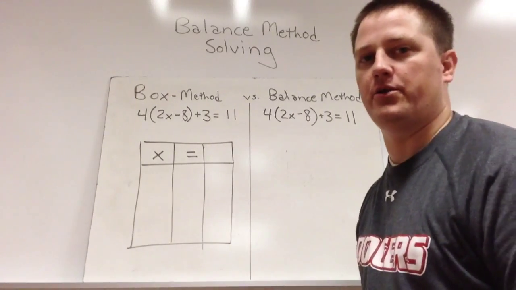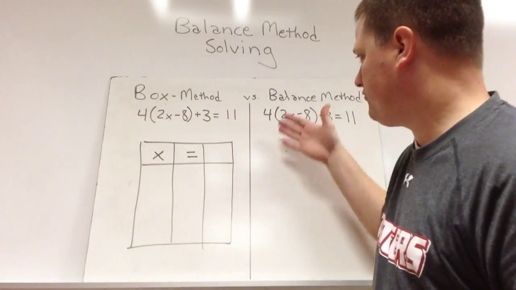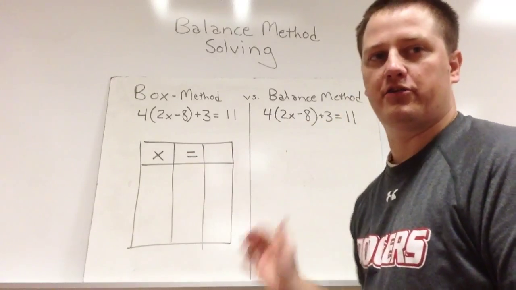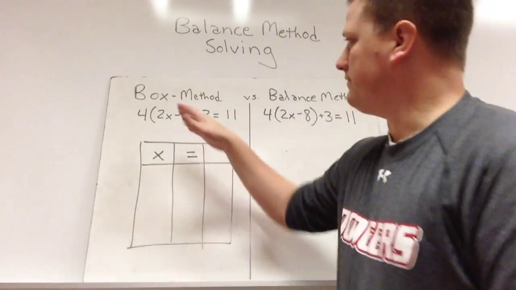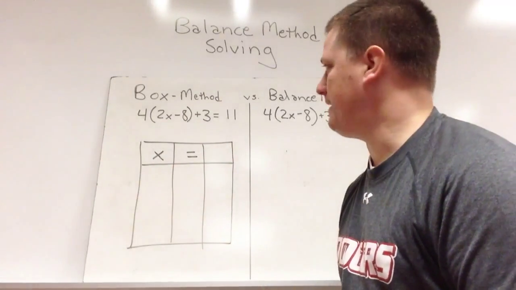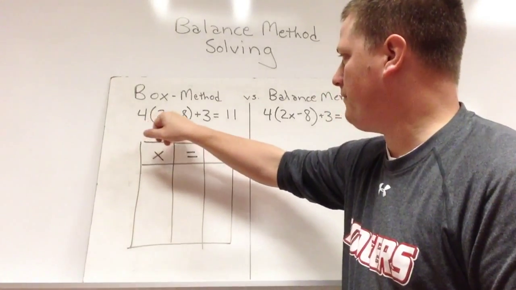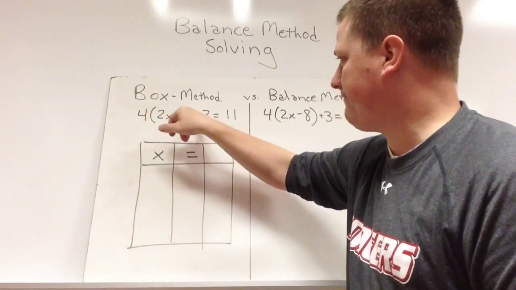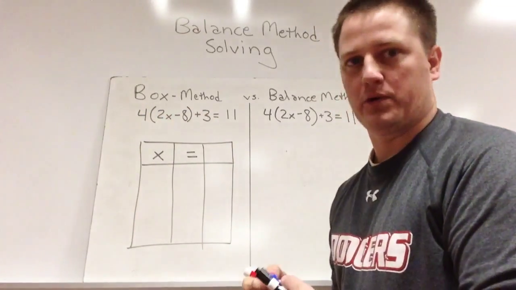The first thing I want to do is show the box method, show the balance method, and compare the two. So first with the box method, we have to look at how many steps there are. Well, we've got to multiply, we've got to subtract, we've got to multiply, then we've got to add. So that's 4 steps.